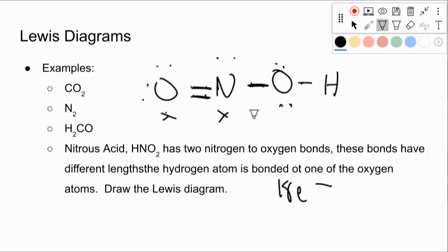Now this fits all the conditions it told me. It has 2 nitrogen to oxygen bonds. This is one nitrogen to oxygen, this is the other nitrogen to oxygen. These bonds have different lengths. This one would be longer, and this one would be shorter.